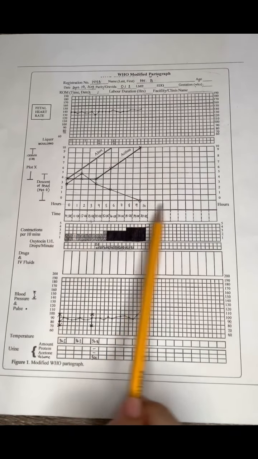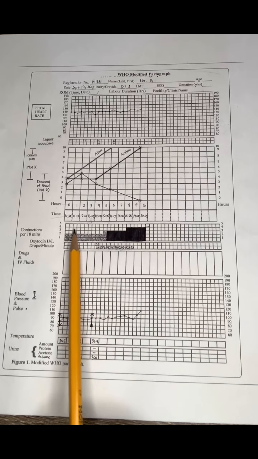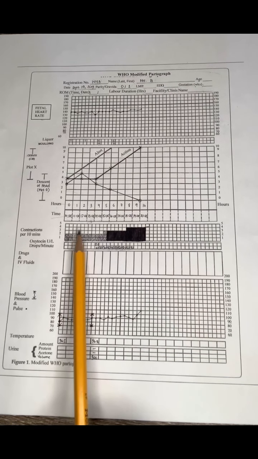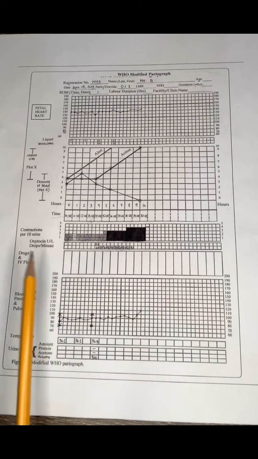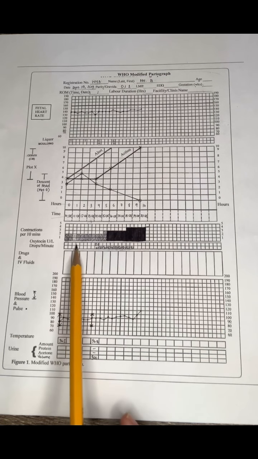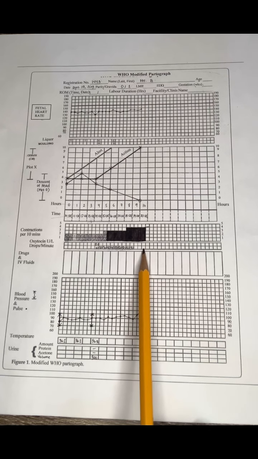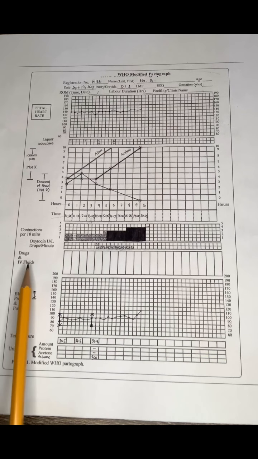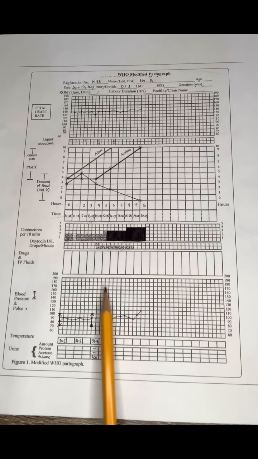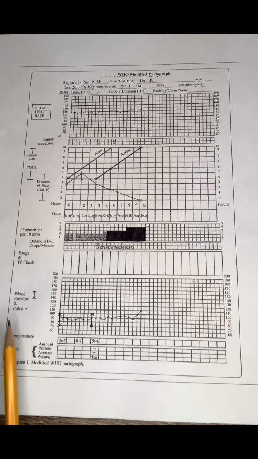This one is for the hours, time. Then plotting for the contractions per 10 minutes. Then this one is for the oxytocin, then the drops per minute for the infusion rate. Then the drugs and IV fluids. Then this one is for plotting the blood pressure and the pulse, the temperature, and the urine.